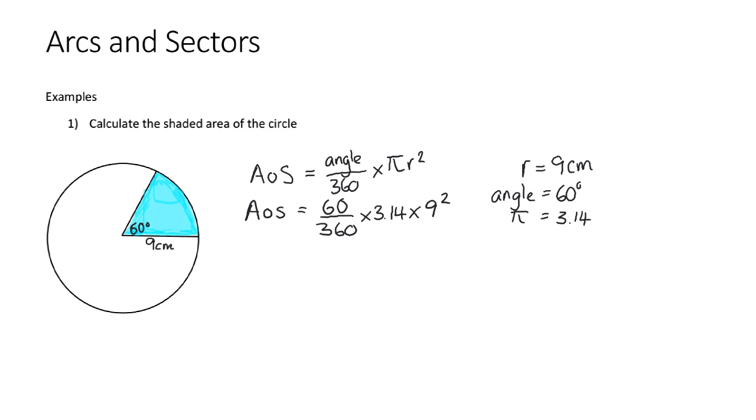And don't forget to put in the squared sign. If you want, sometimes instead of writing 9 squared, if you know what 9 squared is, which hopefully you do, it's 81, you can write 3.14 multiplied by 81.